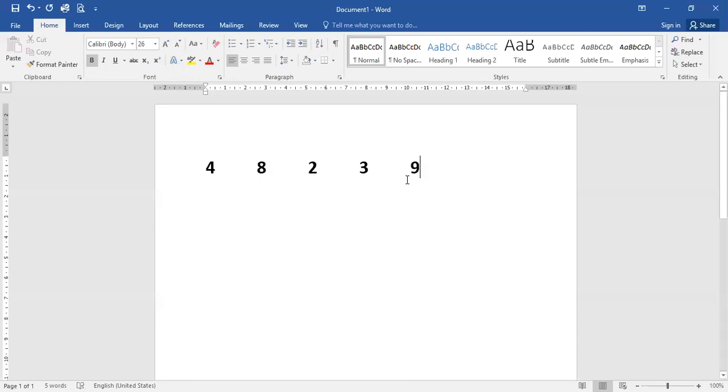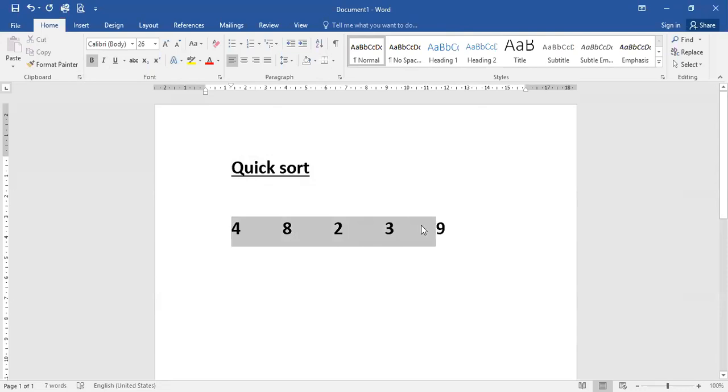Okay, ma. So let us consider you are having 5 elements. So here I am taking the elements 4, 8, 2, 3, and 9. Here we are going to do the operation of quick sort. This is nothing but a concept of quick sort. These are the elements which are given for arranging.